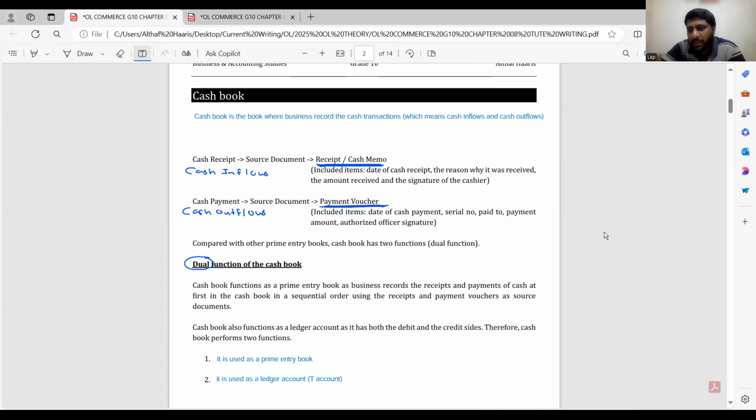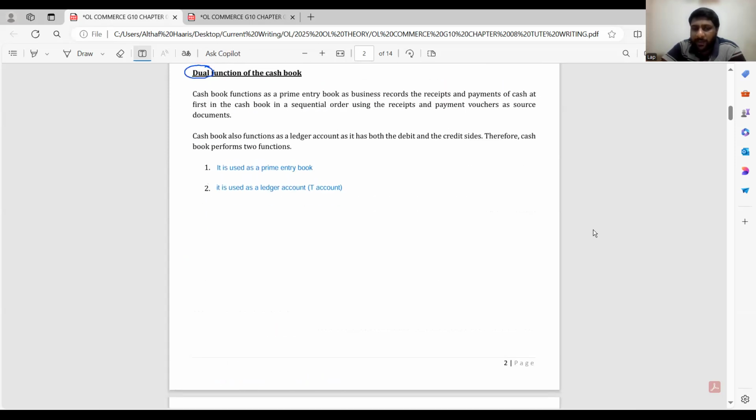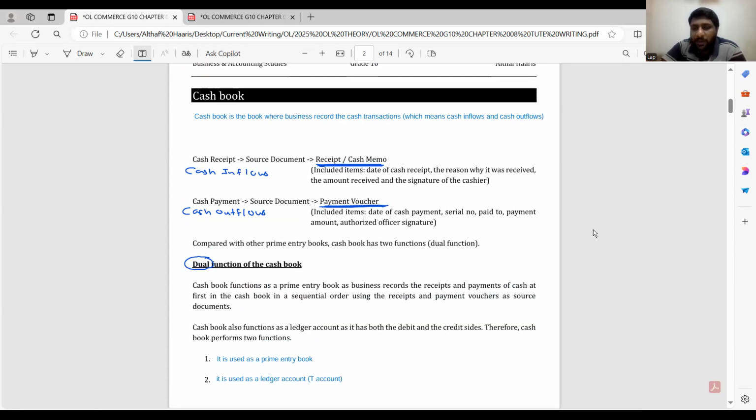Let's take one as Vinuti and the other as Zakir. We'll assume Vinuti is the person who is just writing the transaction. Then Vinuti has what book, people? Ledger accounts or the prime entry books? Prime entry books. Okay, prime entry books.